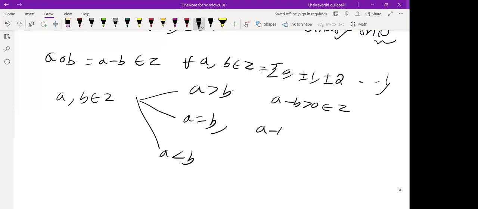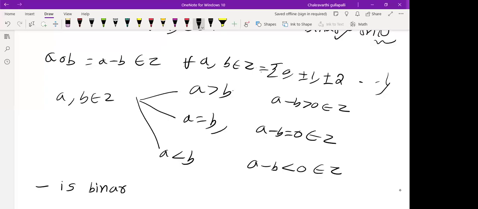A minus B will be 0, and 0 is an integer. And here A minus B will be negative, so obviously this is also in the set. So in all possible cases, whether it is positive, equal, or negative, you have to test. If it is satisfied, only then can we say it is binary. So the same operation is binary on Z. Very important. But it is not binary on N.